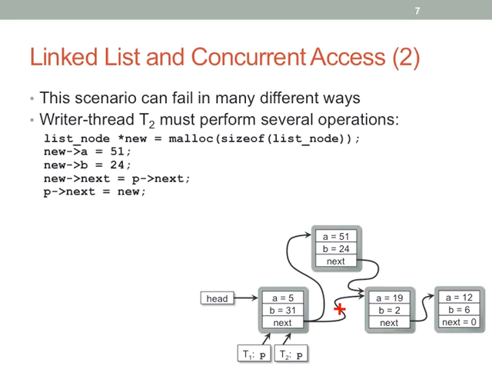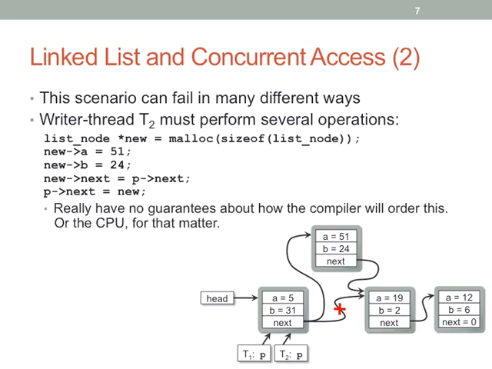But so we have these steps. A is 51, B is 24, next is going to be the appropriate value, and then you say P arrow next equals new. So you want to manipulate the current node to say it points to the next thing. And the real issue is that we have no idea what order these steps will actually be organized into, because you have a series of writes, and you even have the malloc call, and then this manipulation of this thing. So you really can't guarantee, without saying anything, what the order might be.